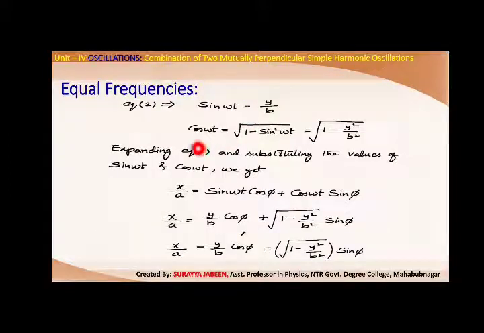Then what is the formula for cos theta? We know that cos theta equals the square root of 1 minus sine square theta. From that formula I am taking cos omega t equal to the square root of 1 minus sine square omega t. Now we substitute the value of sine omega t, that is y by b. Then the equation becomes the square root of 1 minus y square by b square. Now we have the values of sine omega t and cos omega t.